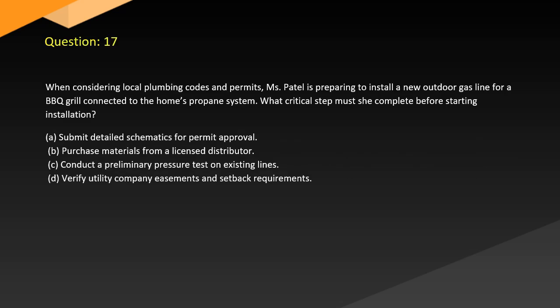Question 17. When considering local plumbing codes and permits, Isabella is preparing to install a new outdoor gas line for a BBQ connected to the home's propane system. What critical step must she complete before starting installation? A. Submit detailed schematics for permit approval. B. Purchase materials from a licensed distributor. C. Conduct a preliminary pressure test on existing lines. D. Verify utility company easements and setback requirements.